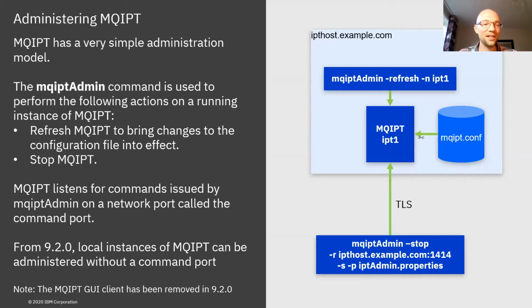In the past, there was only one way for those commands to be received by MQIPT, that is, for the commands to be transmitted from where you issue the MQIPT admin command to where the MQIPT instance is running. The one way that could be done prior to MQ 9.2 was by using what's known as a command port, where the MQIPT instance would listen on a specific TCP port for a connection from the MQIPT admin command.